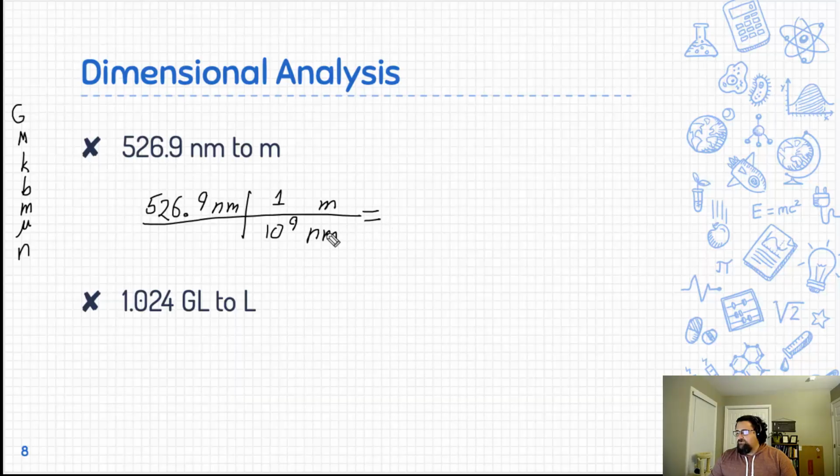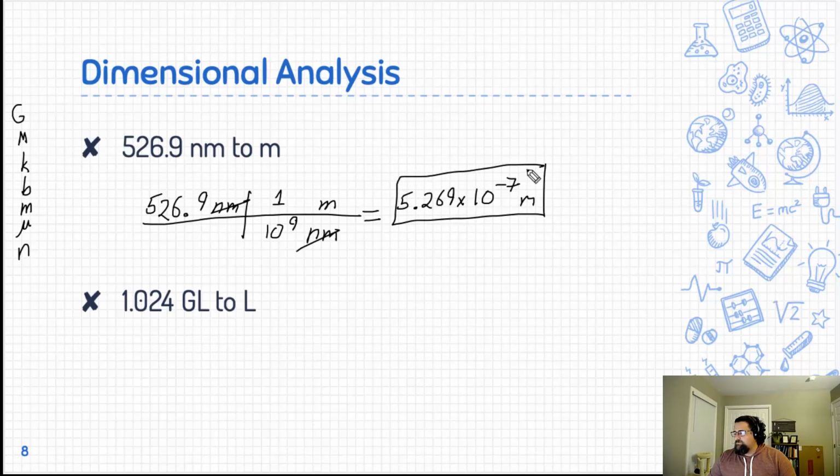All right, and when you convert that, nanometers cancel out. 526.9 times 1 divided by 10 to the ninth, and we come out with 5.269 times 10 to the negative 7 meters. Okay. All right, last example here. We're at the other end, the giga. So we start off with what we're given, 1.024 gigaliters, which means that gigaliters are going to go on the bottom and the liters is on top.